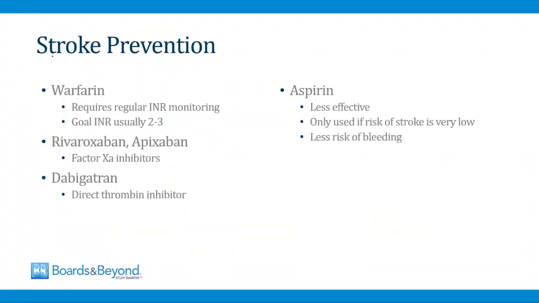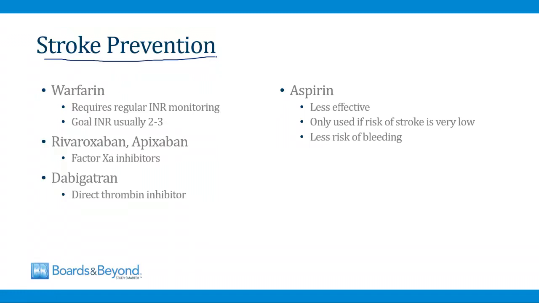Now that we've talked about rate control and rhythm control, let's talk about the final element of treatment of atrial fibrillation, and that is stroke prevention through anticoagulation. As we saw earlier, patients with AFib can form a blood clot, so to prevent this, we administer drugs that lower the risk of a clot forming and causing a stroke.